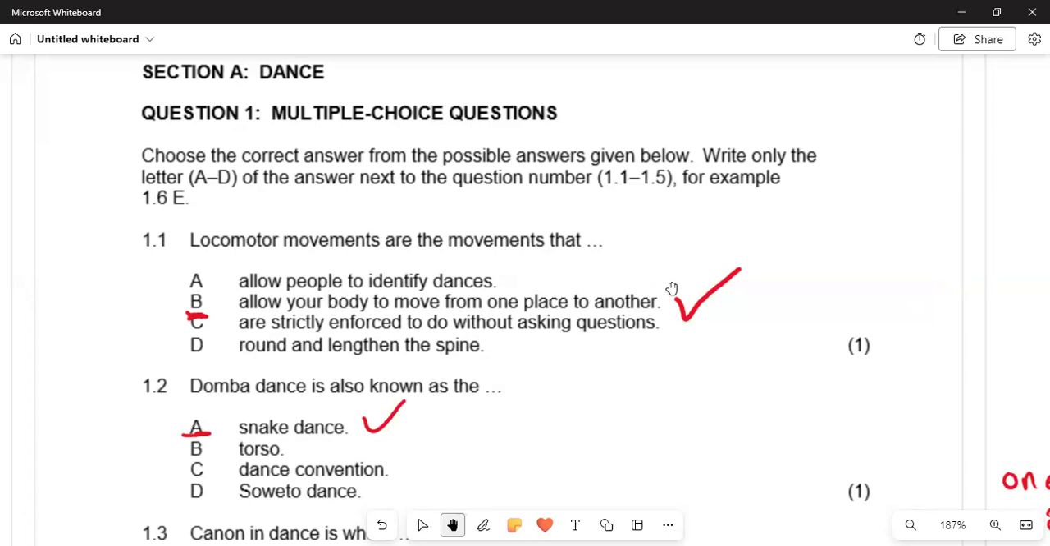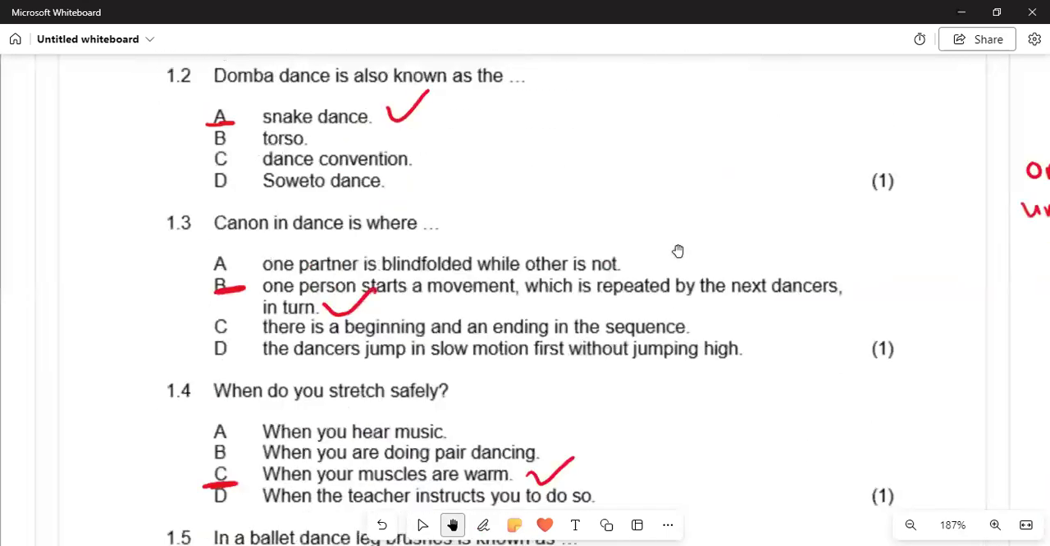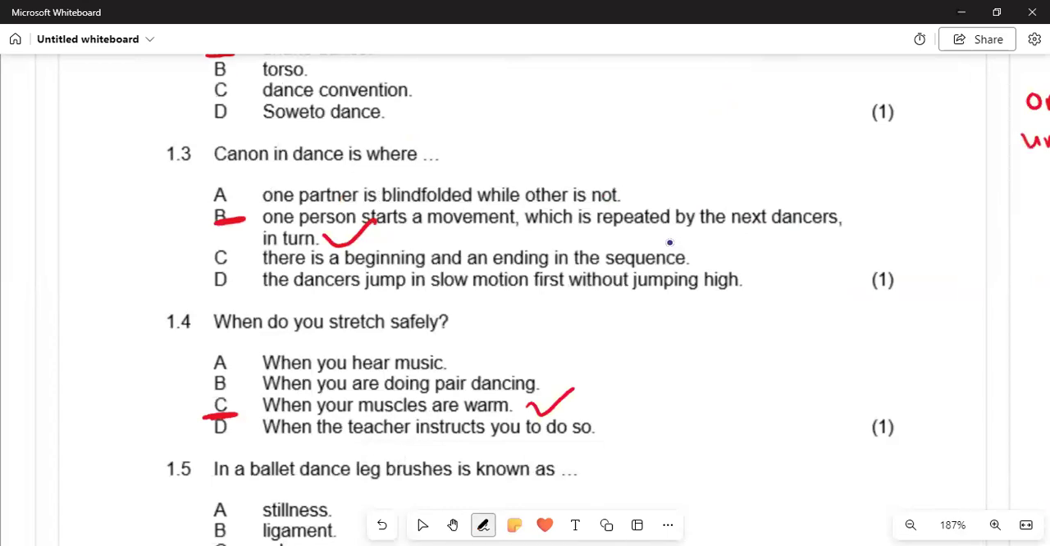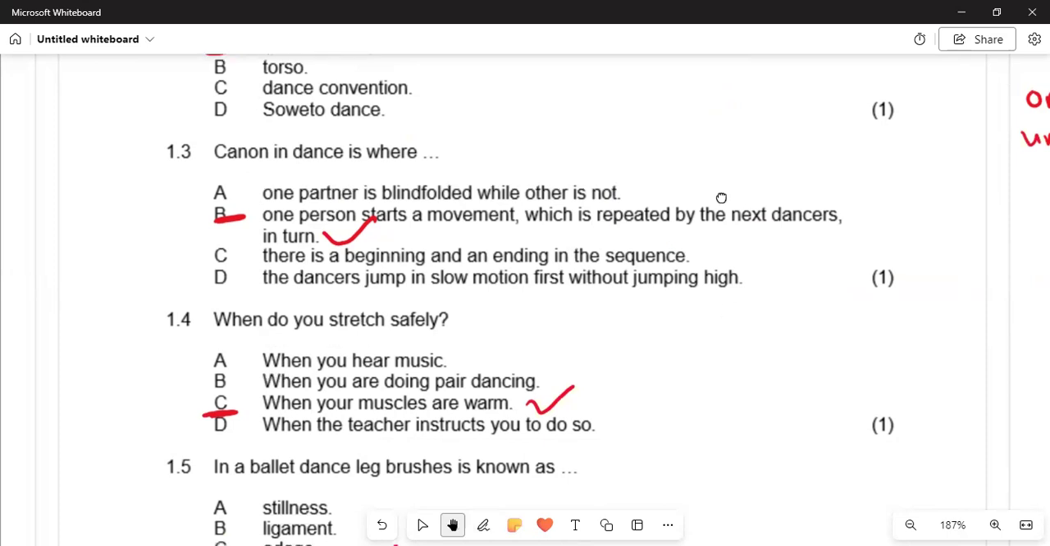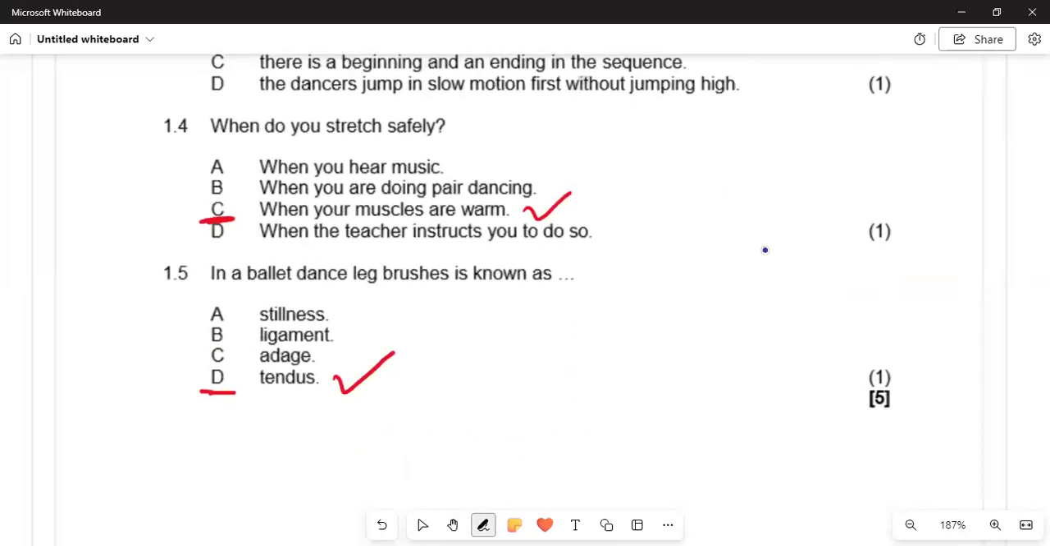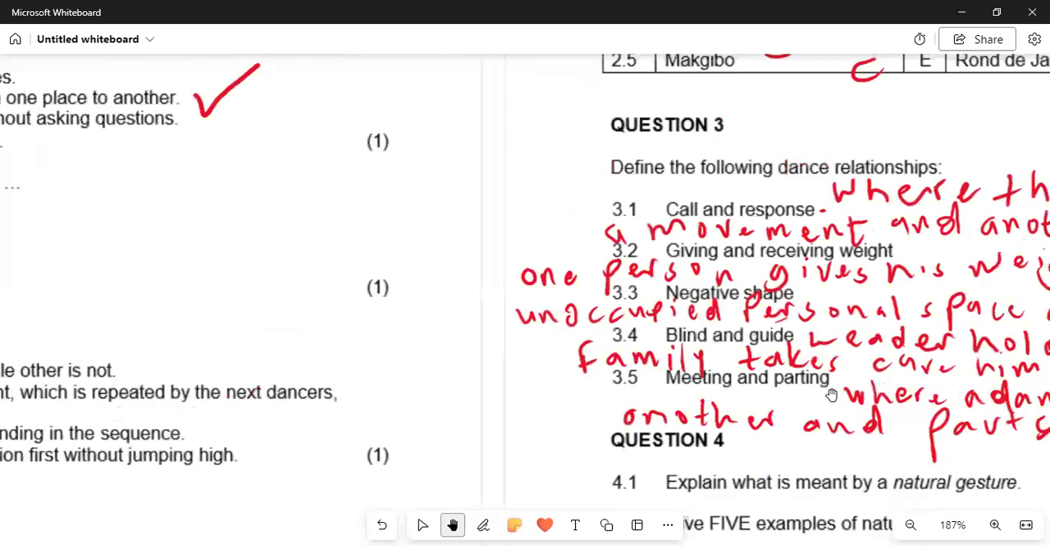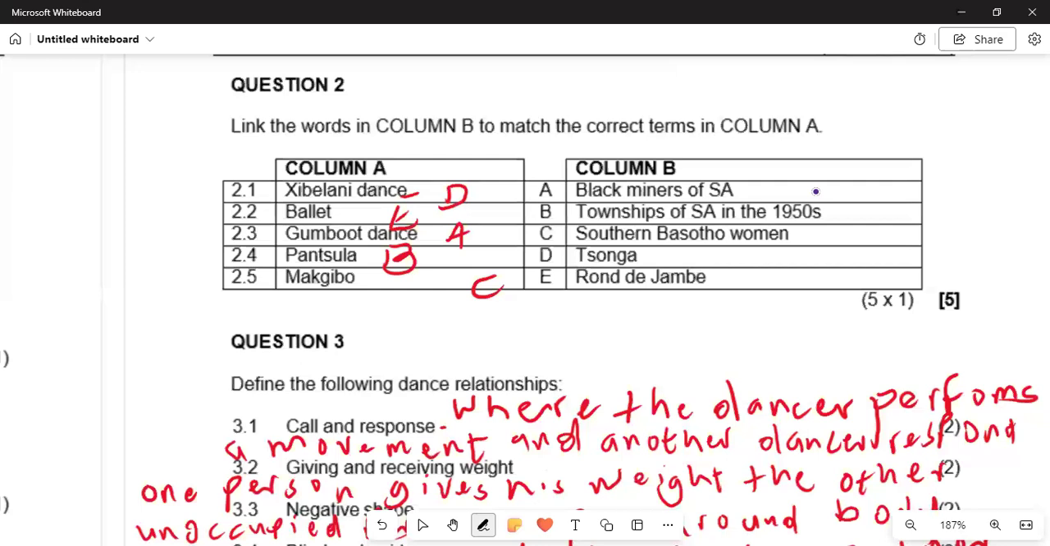In the instruction we are told to write only the letter of the answer. Question 1.2 is the snake dance, called that because of the similarity to how a snake moves. Then the canon dance is where others join up. When you stretch safely, your muscles are warming up so that the dance can be done effectively. The leg brushes is D, the tendons. Then we have question 2, which asks which is the correct term.